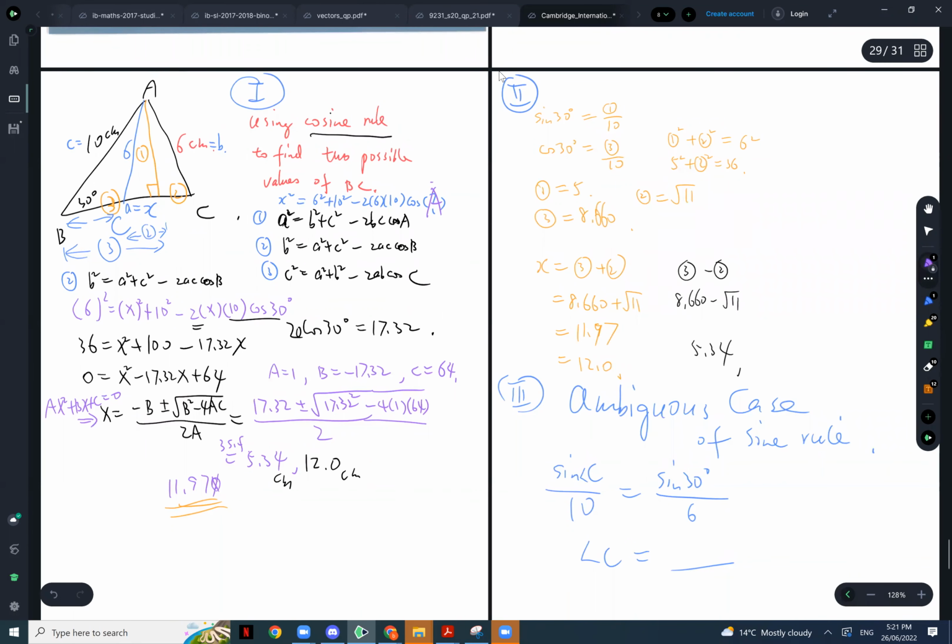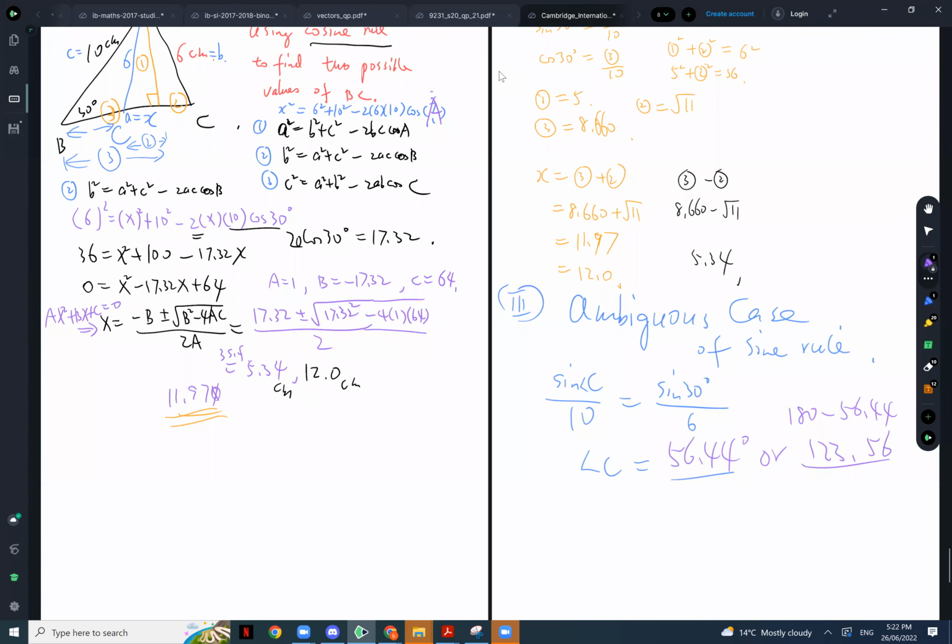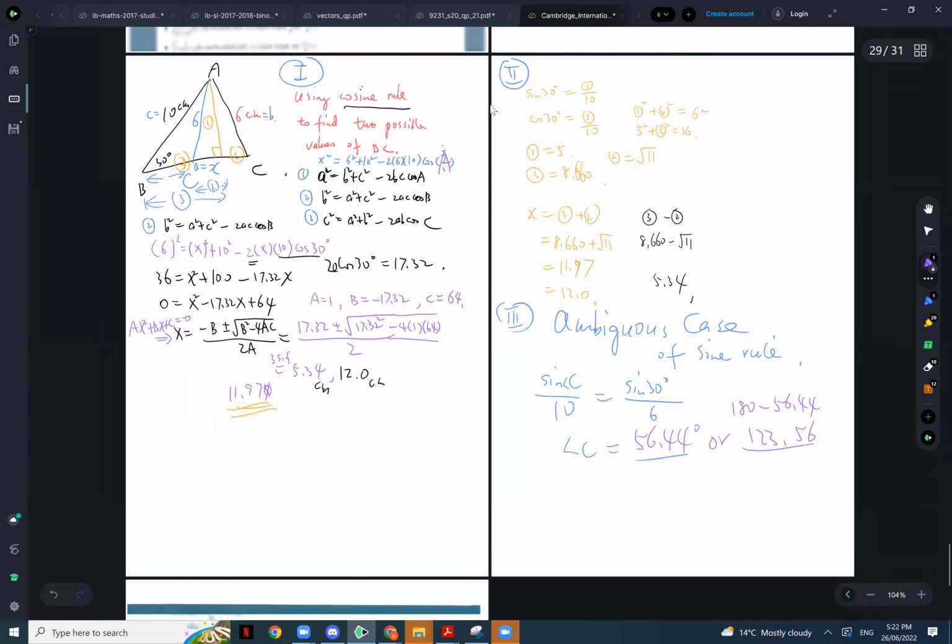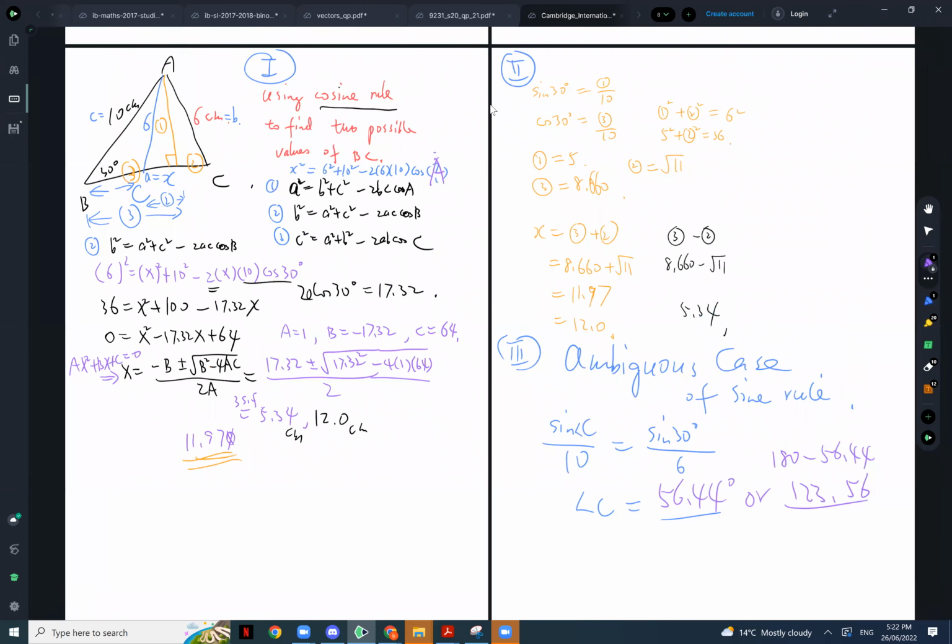Anyone remember what we learned last week? 3 significant figures, every time. What's the other one? Anyone remember? Use 180 minus that. Yes. So in that case, it's 123.6. Oh, 123.556. Wait, that one is good. But 3 significant figures. Guys, why is it called the ambiguous case? It can be either. Yes, you got two possible answers. We got two possible answers.